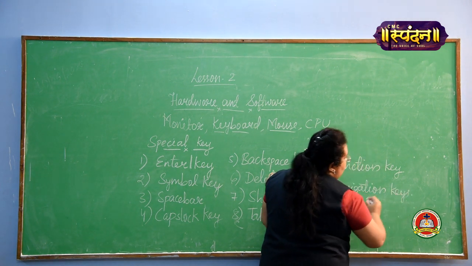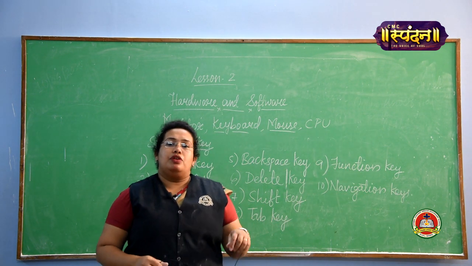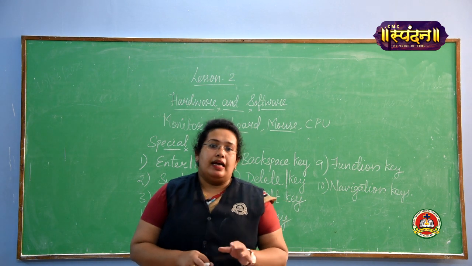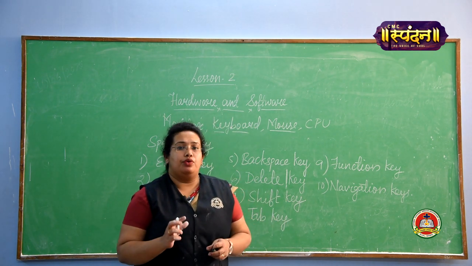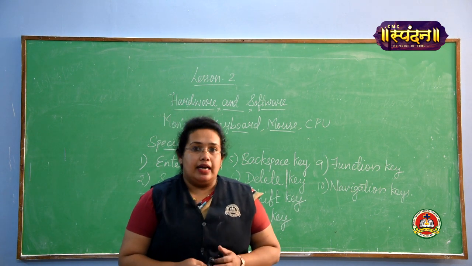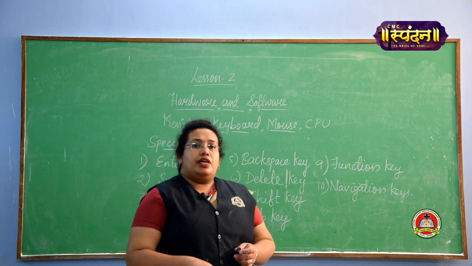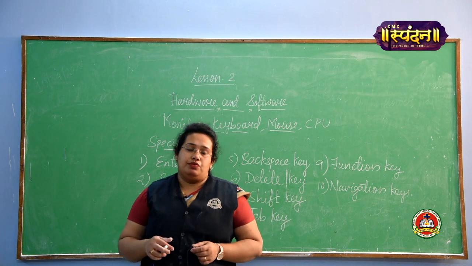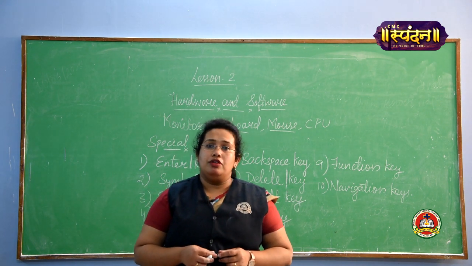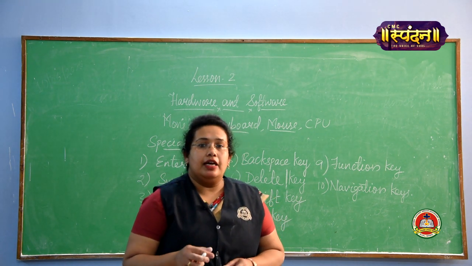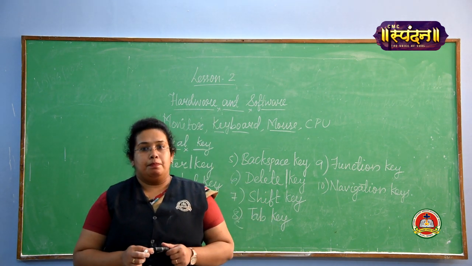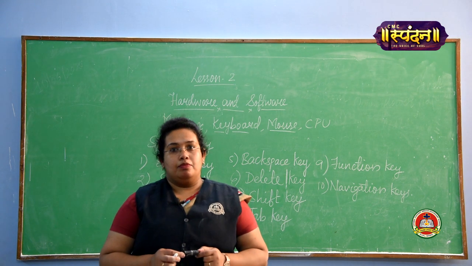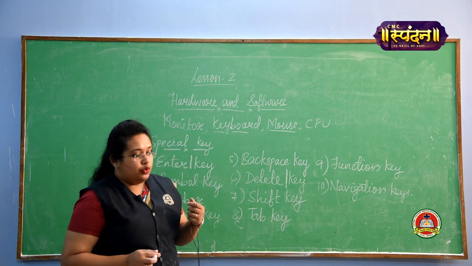Navigation keys. So we have different types of navigation keys. Now in the navigation keys, first we will study the direction keys. We have 4 different types of direction keys, that is right, left, up and down. We call these cursor movement keys. Now we will study all these 4 keys.